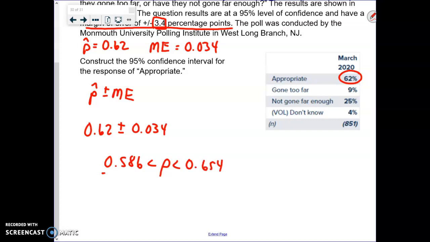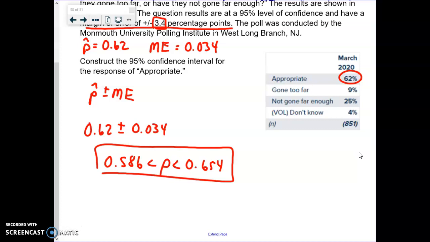So what we believe, ladies and gentlemen, is that between about 58.6% to 65.4%, somewhere in there is the true population proportion of respondents to this poll that feel that their state government has acted appropriately in trying to halt the spread of this COVID-19 virus. Somewhere within those two limits is the true population proportion.